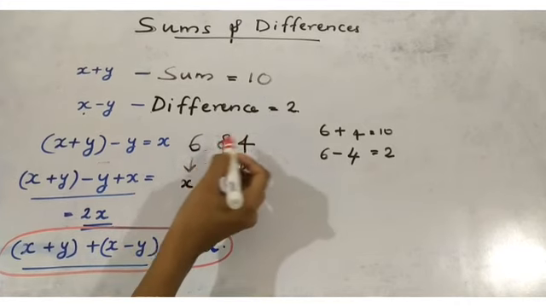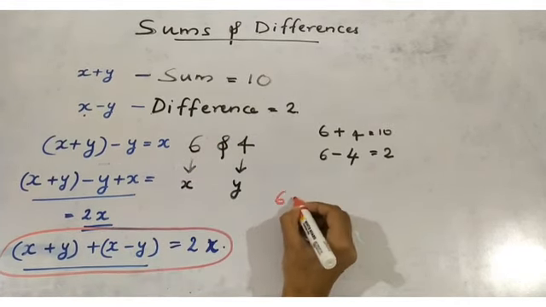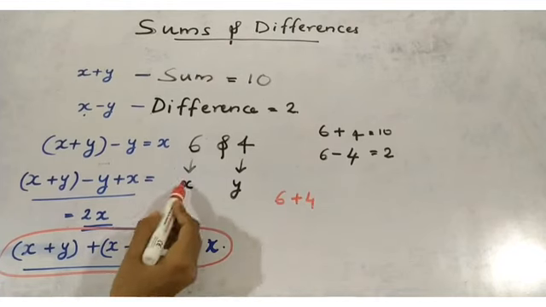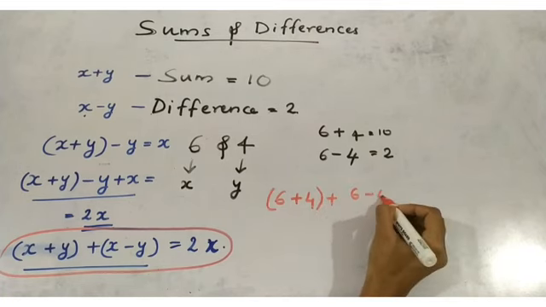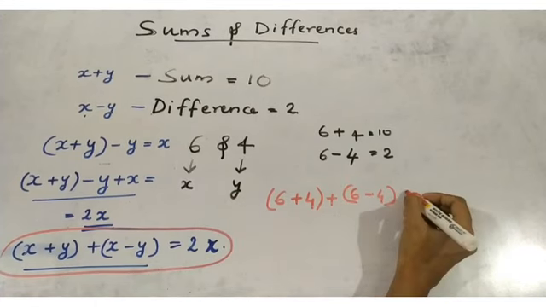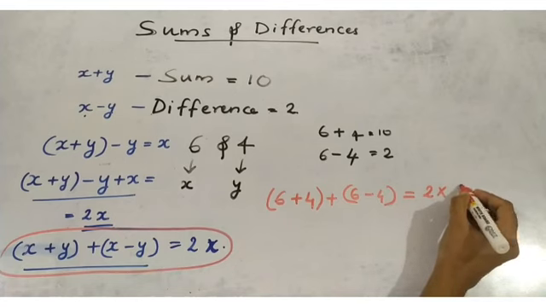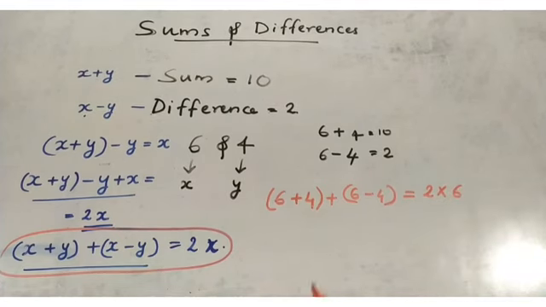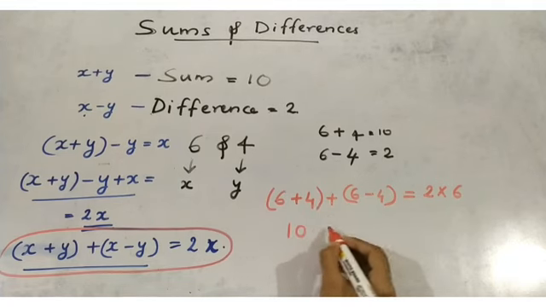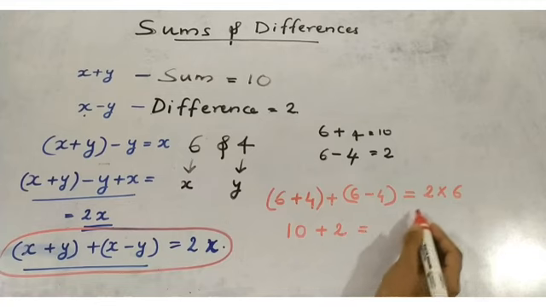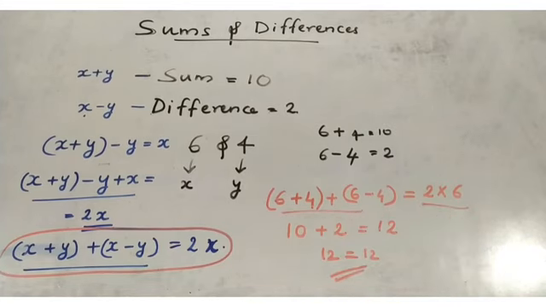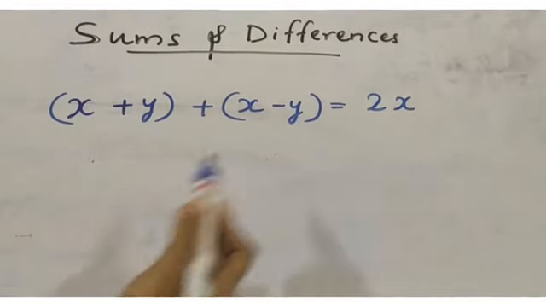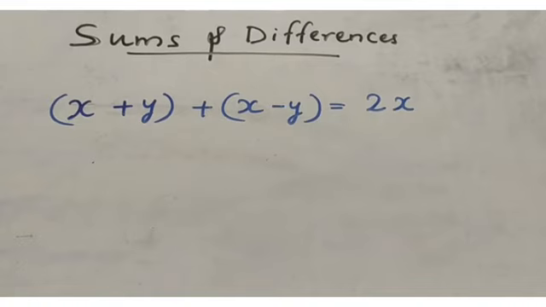So in this example, 6 and 4, we can say that 6 plus 4, that is x plus y, where x is 6 and y is 4. So 6 plus 4 plus 6 minus 4 equals 2 into 6. We can check whether it is correct or not. 6 plus 4 is 10, plus 6 minus 4 is 2, which is equal to 12. So we are getting 12 equal to 12. Both left hand side and right hand side are the same, right? So we can find any number like this. This is our equation, and Atulya is using this trick to find the numbers.